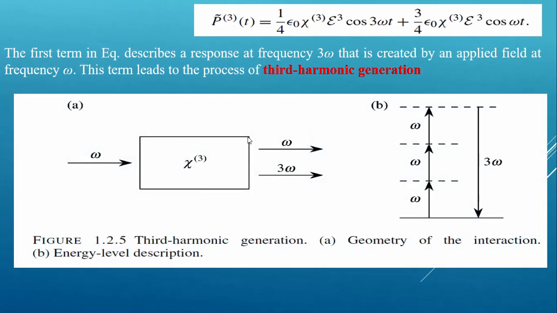So this is our basic picture. We have a material which obeys chi 3 behavior, that is, third harmonic generation. Omega is incident on this material, and after incidence the output will consist of omega and 3 omega. In the energy diagram, the atom first reaches a first virtual state, then a second virtual state, and finally a third virtual state. Once it reaches this third virtual state, it goes to the ground level with the emission of 3 omega. This picture B gives the energy level description, and figure A is the geometry of the interaction. So this is about the third harmonic.